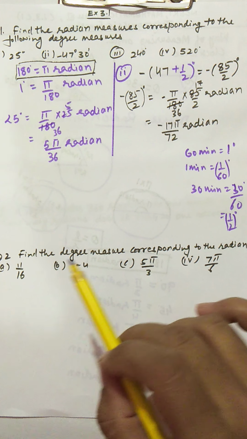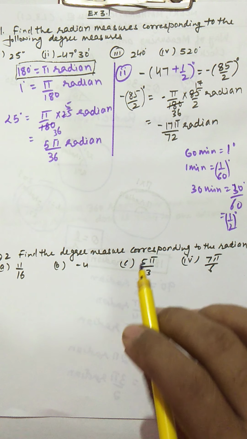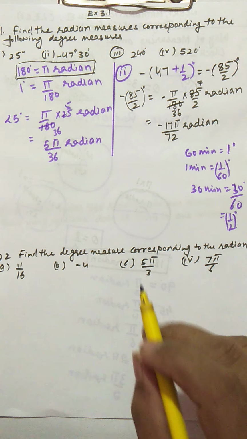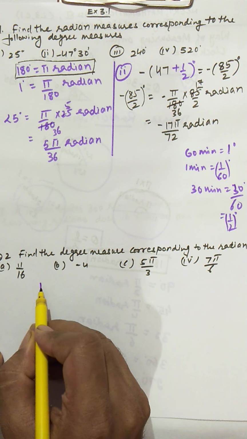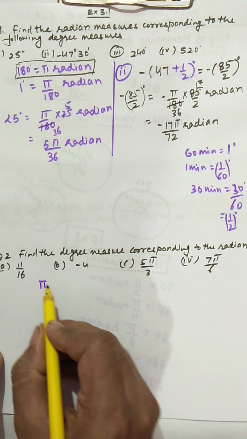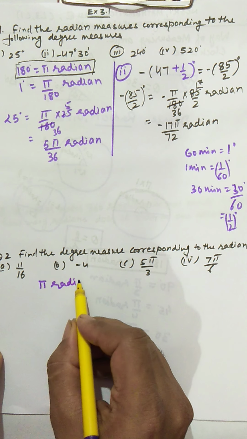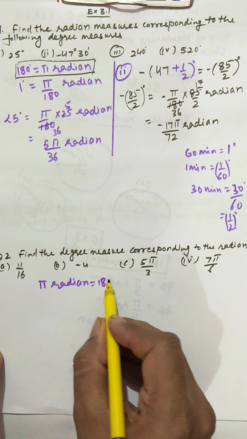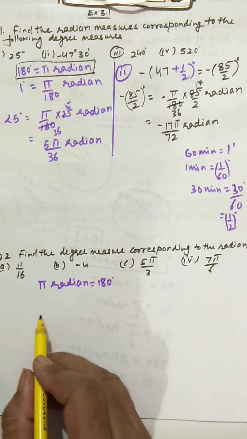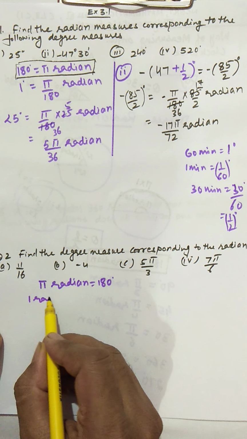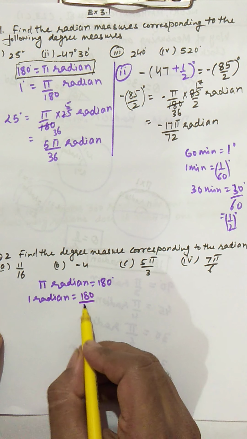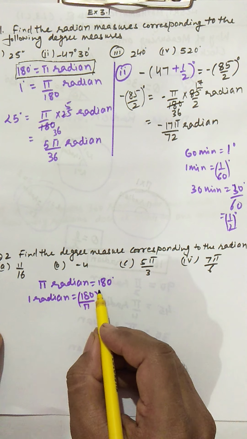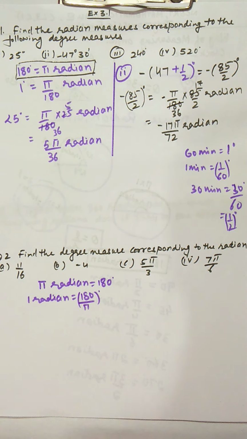Now question number 2 is to find the degree measure corresponding to the radian measures. Now these are in radians. So we know that pi radian is equal to 180 degree. So we can write that 1 radian is equal to 180 upon pi, and this is in degree. So we have got this relation.